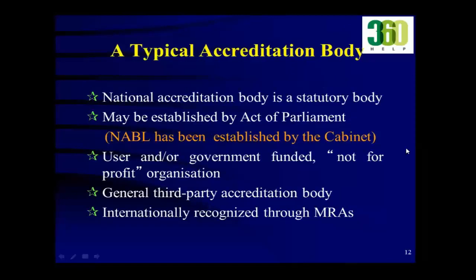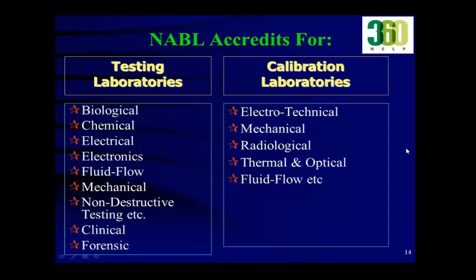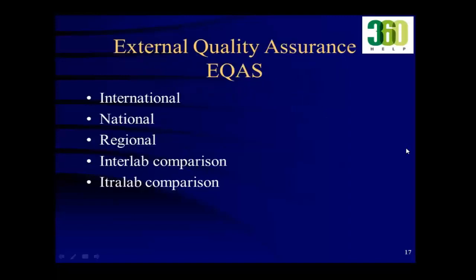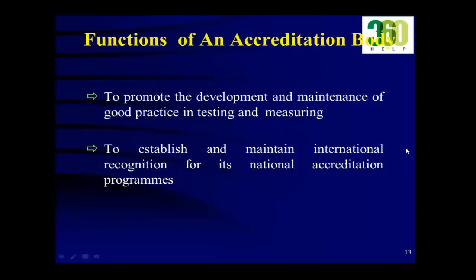So this NABL is a national accreditation body. This is established by Act of Parliament, a government funded, not-for-profit organization, a third-party accreditation body, and it is connected through MRAs to other countries. So when we say MRA, I'll just show you one slide. Okay, we'll go to it a little later. When we say MRA, it means Mutual Recognition Agreement.